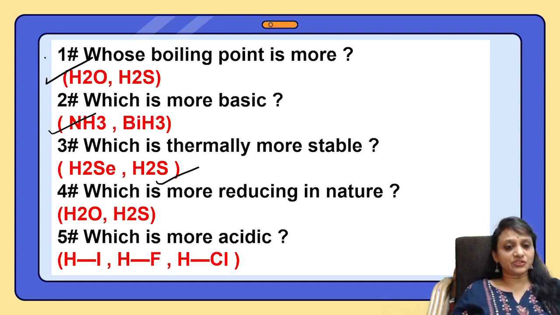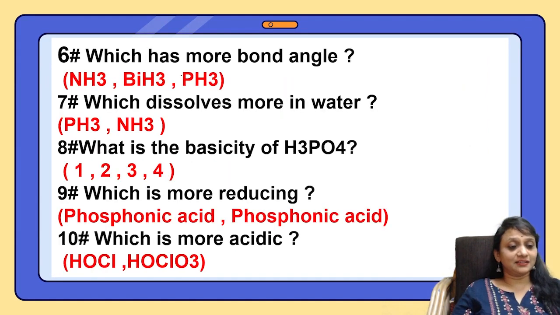Perfect. Fourth question. Which is more reducing in nature? H2O or H2S? H2S. Which is more acidic in nature? All rapid fire we are going to do, students. Which is more acidic? Larger the size, easy to release the electrons. Perfect. Next question: ammonia, bismuth or phosphine? Whichever has the lone pair of electrons. When I see it, ammonia is the answer.